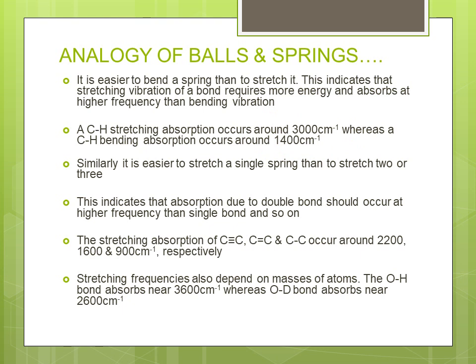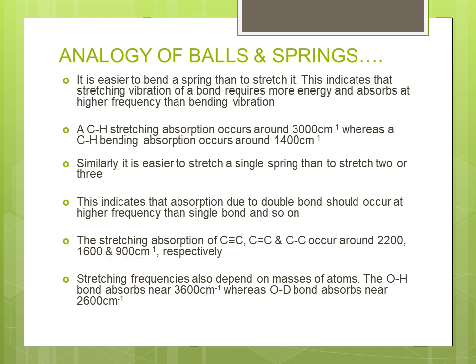Similarly, again remember that spring. It is easier to stretch a single spring as compared to 2 springs or 3 springs. This indicates that the absorption due to a double bond should occur at a higher frequency, and absorption due to a triple bond should occur at a still much higher frequency. So the stretching absorption of C triple bond C occurs at around 2200 per centimeter. Then stretching absorption due to C double bond C occurs around 1600, and then C single bond C occurs around 900 per centimeter.